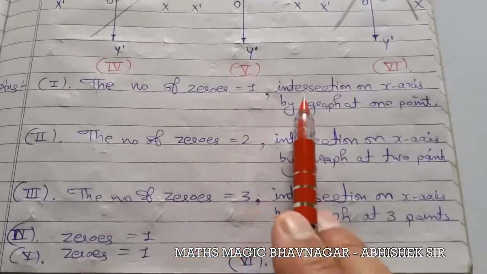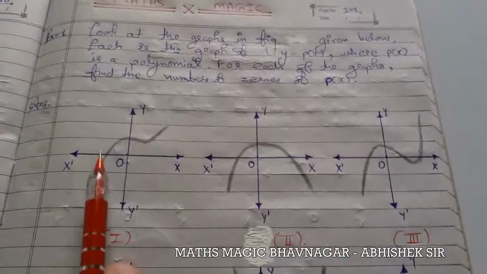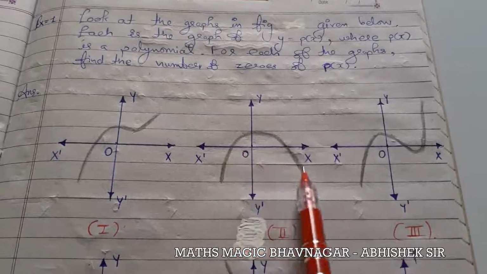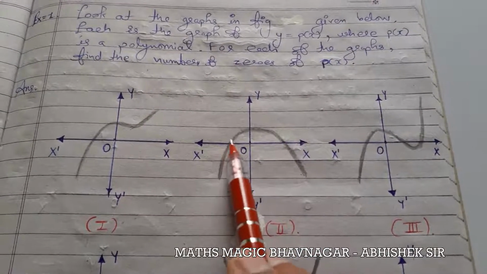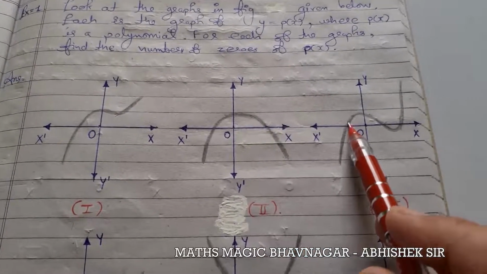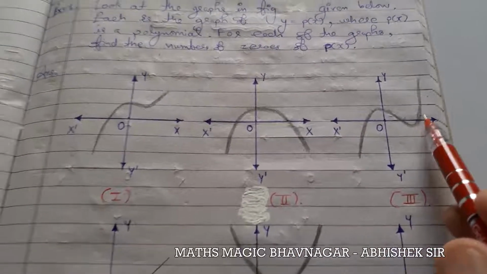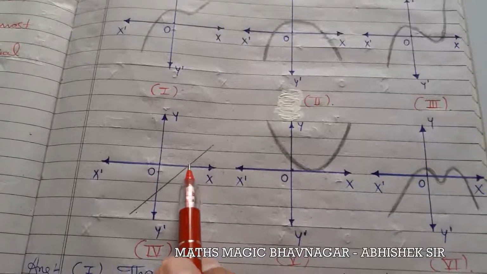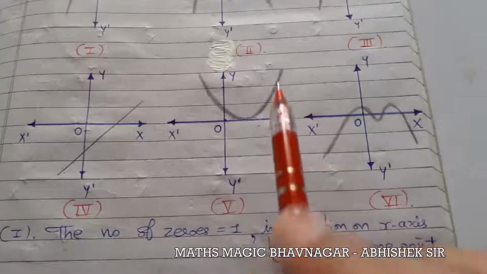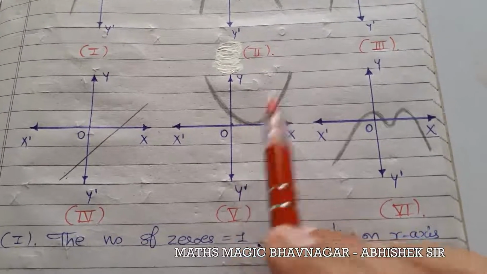The number of zeros is equal to the number of points where the graph intersects the x-axis. Here the number of zeros is 2 because the intersection of the graph with the x-axis is taking place at 1 point and 2 points. Here the number of zeros is 3 because the intersection of the graph is taking place at 1 point, 2 points and 3 points. Here the intersection of the graph is taking place at only 1 point, so the number of zeros is 1. Here also the intersection is at only 1 point, so the number of zeros is 1.